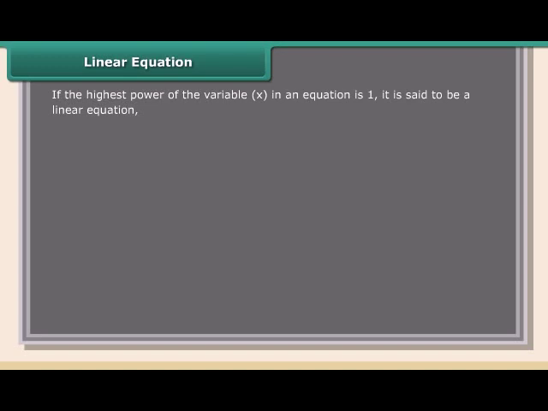Linear equation. If the highest power of the variables in an equation is 1, it is said to be a linear equation. That is, x plus 4 is equal to 5, 2x plus y is equal to 8. In other words, linear equations involve only linear polynomials.